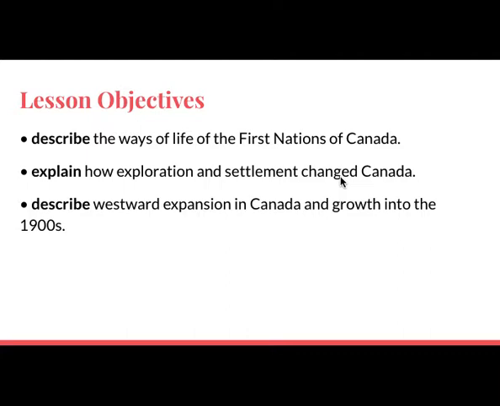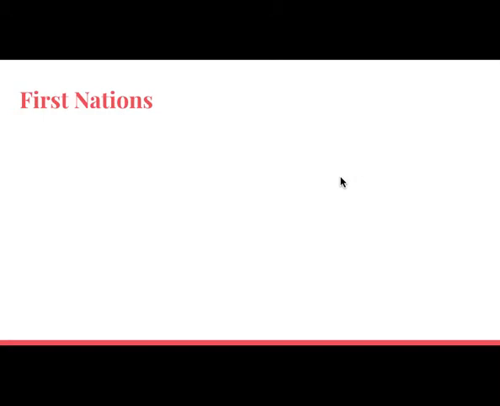Our objectives: to describe the ways of life of the First Nations of Canada, explain how exploration and settlement changed Canada, and to describe westward expansion in Canada and growth in the 1900s. Let's begin. The First Nations. In the United States, the Aboriginal or Native peoples who lived in North America before Europe are called Native Americans. Canadians call them First Nations.